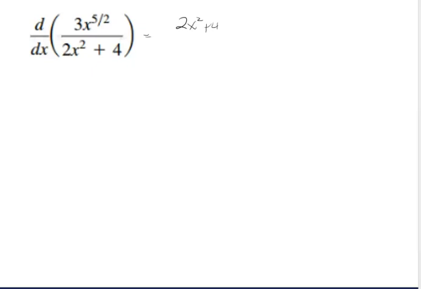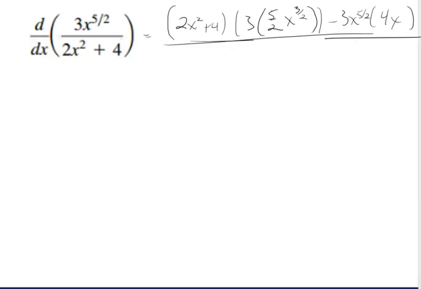Low d high. So let's just do it this time. That's going to be, bring down the 5 halves, take 1 away. So that's 5 halves minus 2 halves, so that's 3 halves. Low d high minus high d low. Derivative of 2x squared is 4x. Derivative of 4 is 0. All over the denominator squared. Calculus is done. Now for algebra. What can we factor out of this? This is a good one to get in the practice of simplifying these.